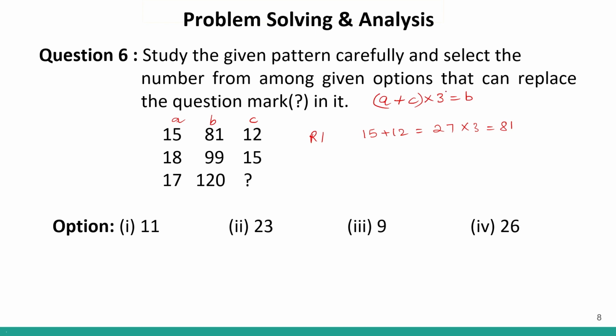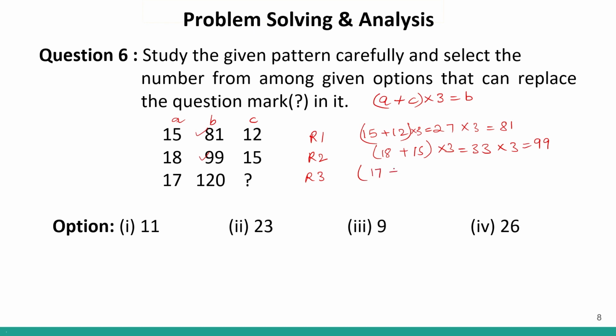So now I would have to check whether this follows for row 2 as well. So if I look at row 2, A plus C will be 18 plus 15, into 3. So 15 plus 12 into 3 was 27 into 3, that is equal to 81. Similarly, 18 plus 15 will be 33, into 3. And 33 into 3 is what? 99, correct? So now let us look at row 3. 99 is correct. So 81 was correct, 99 was correct.